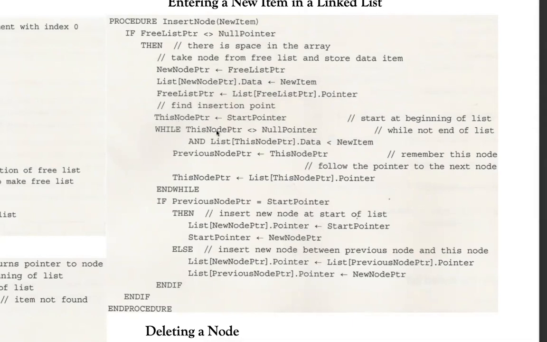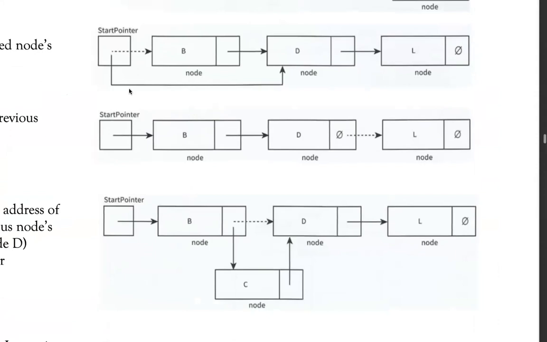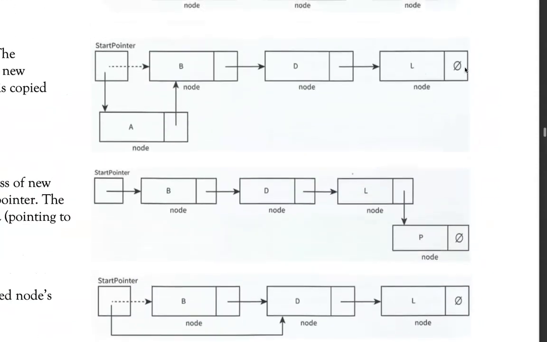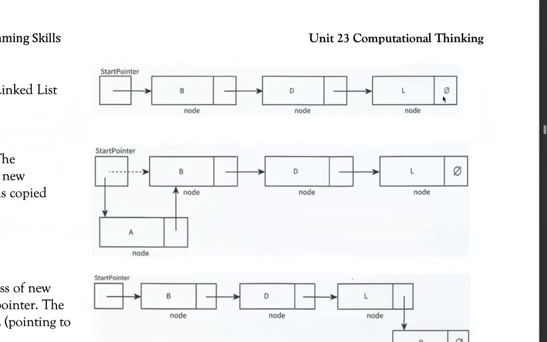So either I have reached the end of my linked list, because this condition will come first, and I will move out of the loop, or I found a node which is no longer lesser than my new item. So for M, I reach the end of my list. For M, I reached the end of the list. That's why I exit the loop.